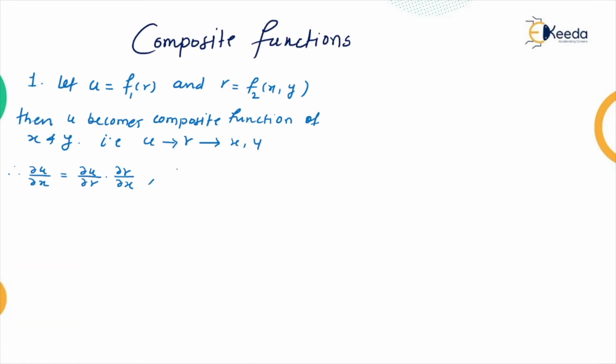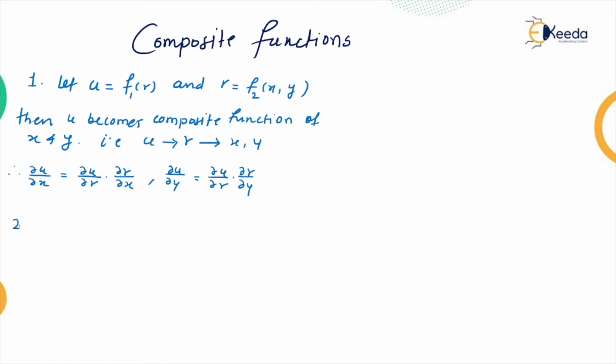Also, if you have to find ∂u/∂y, how will it be found? First u is a function of r, and r is again a function of y, so we differentiate r with respect to y. So these are the simple results when r is a function of two variables.